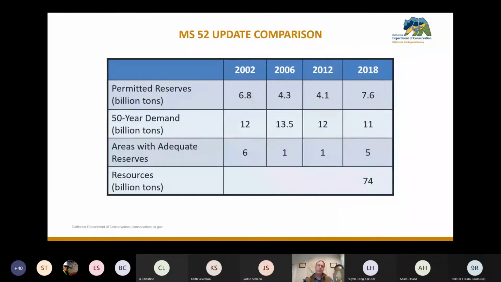And here's just an update. We do that report every 4 or 5 years. So we just finished the 4th one. It shows some general trends. The reserves went down and now they're back up, and it's in large part due to what's happening down in the Fresno Bakersfield area. The demand has stayed about the same. The areas with adequate reserves has changed a little bit, and the resources remain about the same. So this is updated about every 5 years. We get new information, new production data, new permits, new resources, and we add it to this report. I strongly encourage you to go find it.